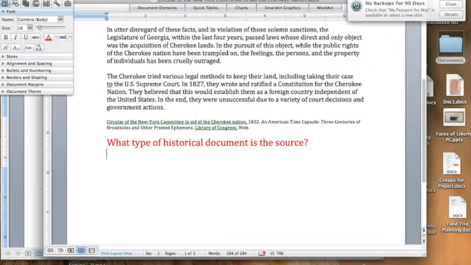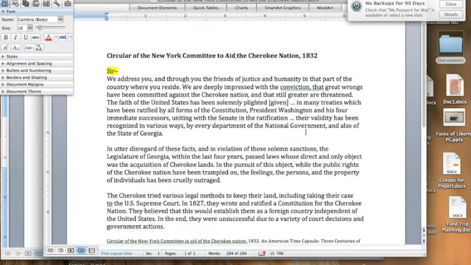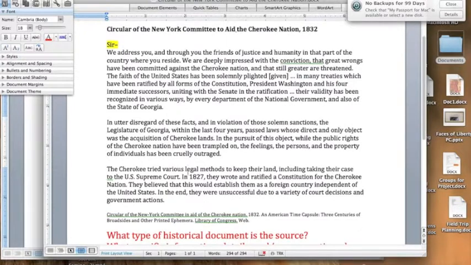The next question that we're going to ask ourselves is, what specific information, details, and or perspectives does the source provide? Now again, at this point, we are only looking for information that the source provides. We don't necessarily need to do in-depth reading of the text. So right away, I'm going to go to the title. And it says that it is a circular of the New York Committee to Aid the Cherokee Nation, 1832.